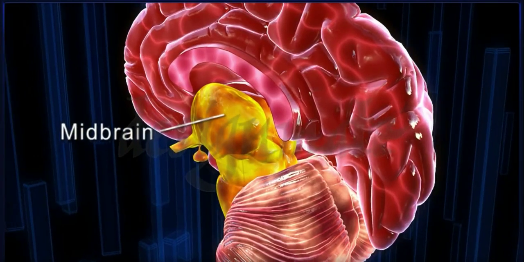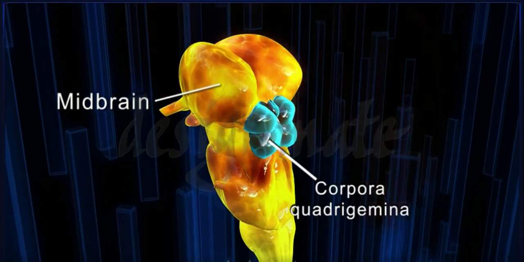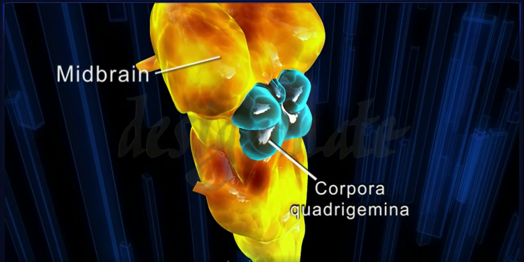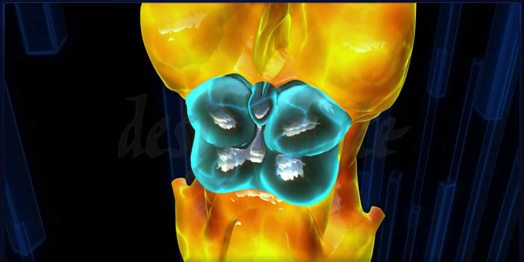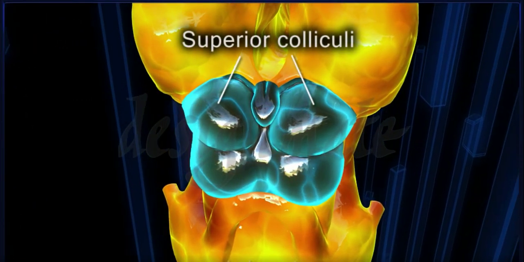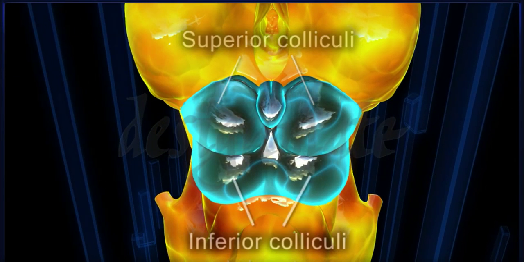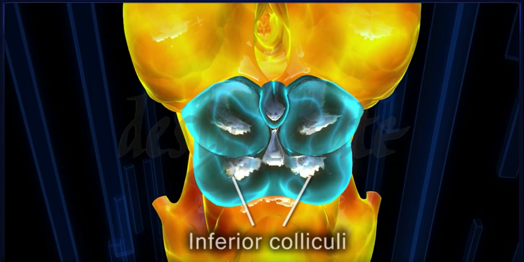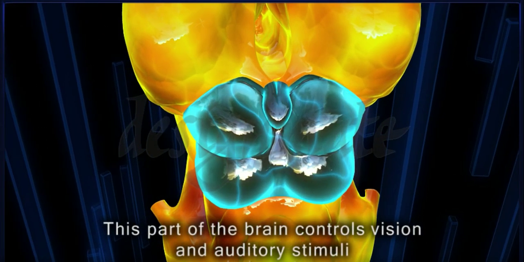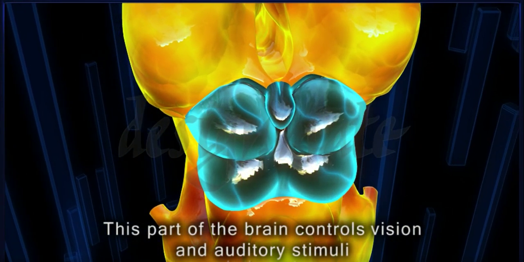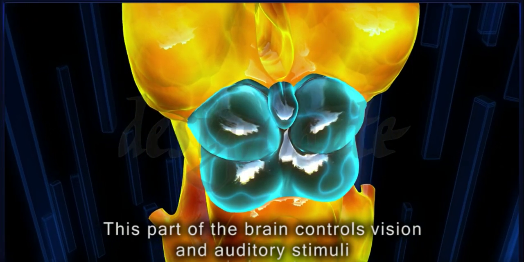Summary. The midbrain consists of corpora quadrigemina. The corpora quadrigemina are arranged in pairs, the two upper superior colliculi and two lower inferior colliculi. This part of the brain controls vision and auditory stimuli.